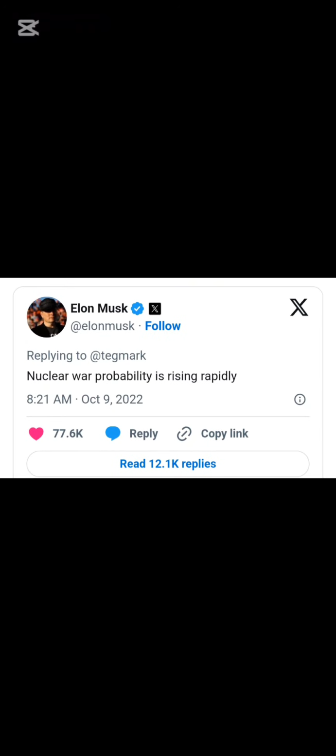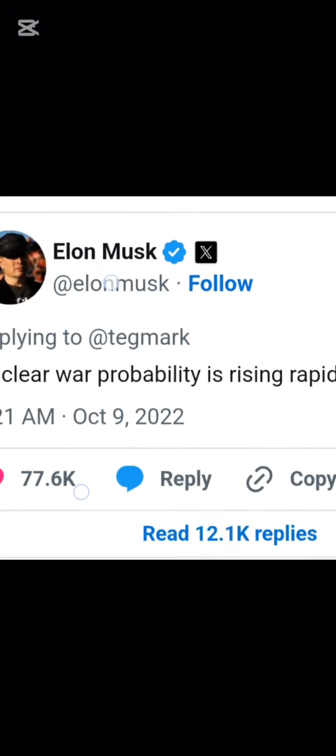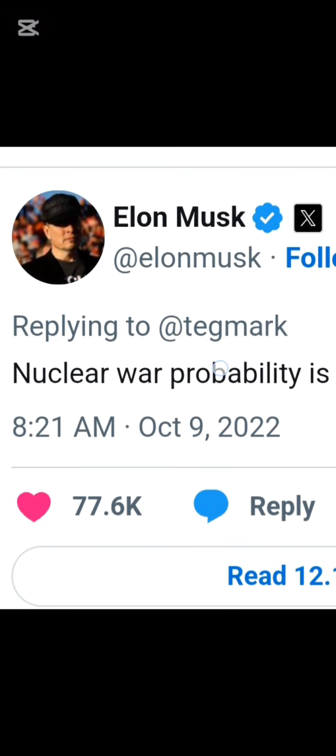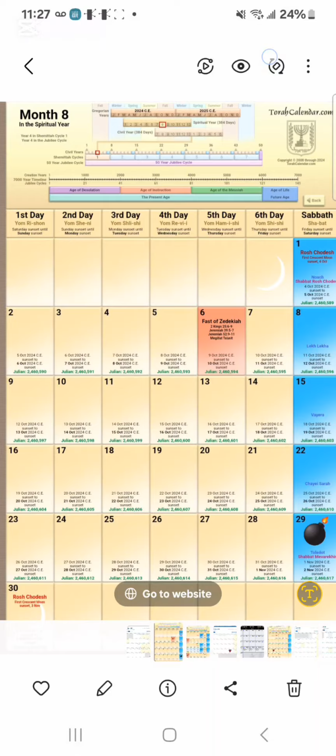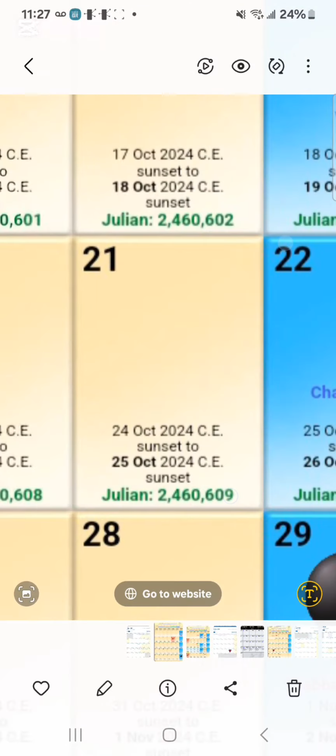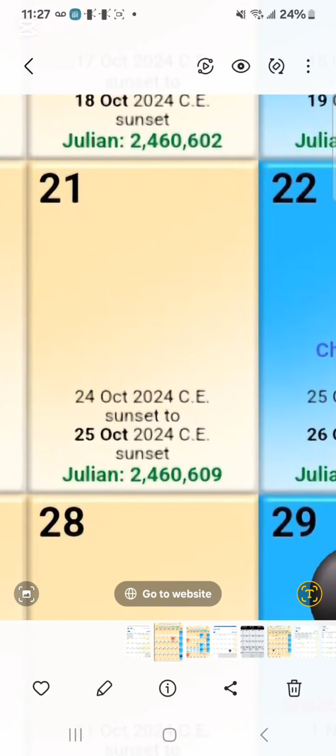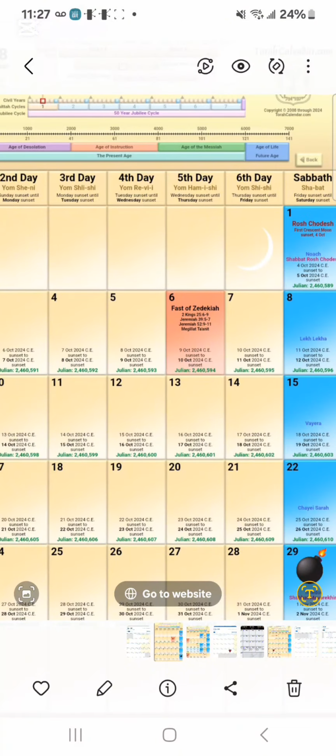So 4/17. When is 4/17? I just showed you. That was October 21st, the 17th. And that was October 25th. All this is connected. And look at this: nuclear war probability is rising rapidly, tells Elon Musk back on October 9, 2022. Look at that timestamp, 8/21. When is 8/21? 8/21 is October 25th, the day Israel hit Iran. The night of October 25th, it was October 26th there.